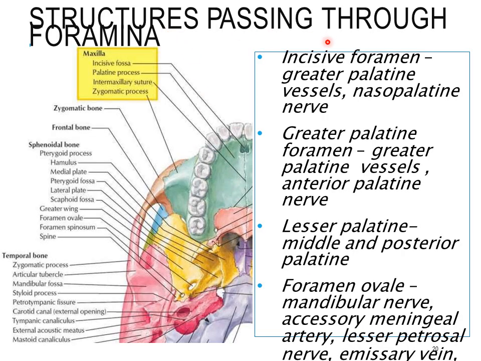So structures passing through the various foramina: incisive foramen, the greater palatine vessels and nasopalatine nerve. Greater palatine foramen, we have greater palatine vessels and anterior palatine nerve. Lesser palatine foramen, middle and posterior palatine nerves. Then foramen ovale. Remember, it gives the passage of mandibular nerve, accessory meningeal artery, lesser petrosal nerve, and emissary vein. M stands for mandibular nerve, A stands for accessory meningeal artery, L stands for lesser petrosal nerve, E stands for emissary veins. M-A-L-E. Male structures, they pass through foramen ovale.